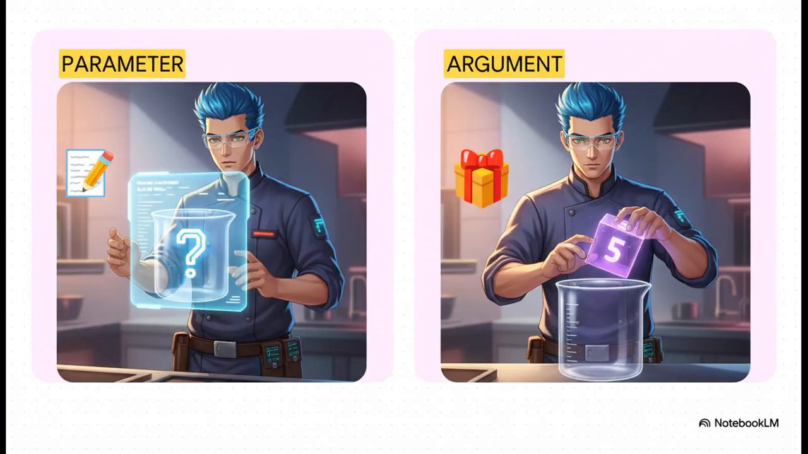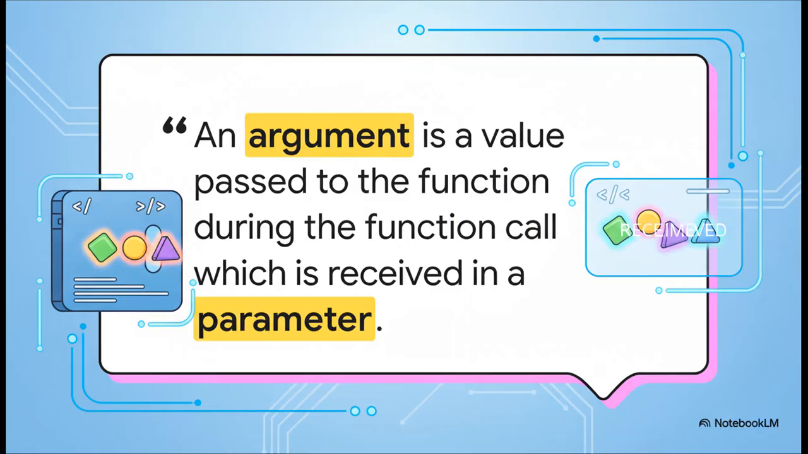Okay, but every good recipe needs ingredients, right? This is where two words, parameter and argument, come in, and they can be a little confusing at first. But think of it this way. The parameter is the placeholder for the ingredient in your recipe definition, like a number. The argument is the actual ingredient you use when you cook, like the number 5. So to put it really simply, the argument is the value you pass in when you call your recipe. The parameter is the placeholder inside the recipe that receives that value. Just remember, argument is what you give, parameter is what receives.